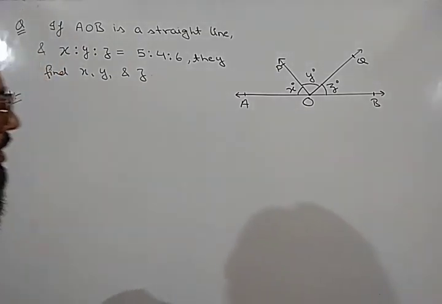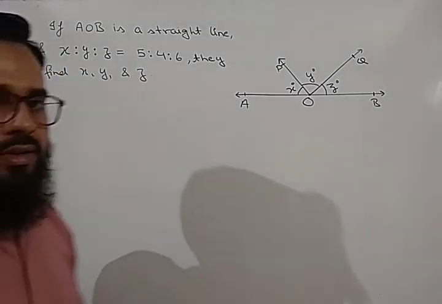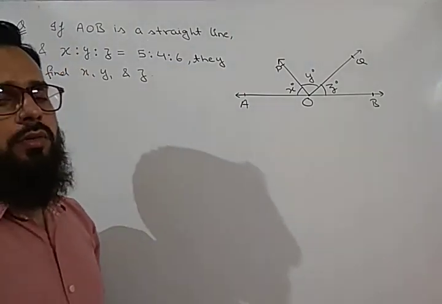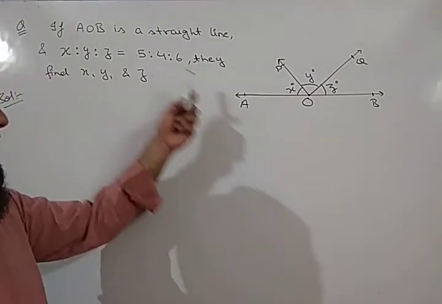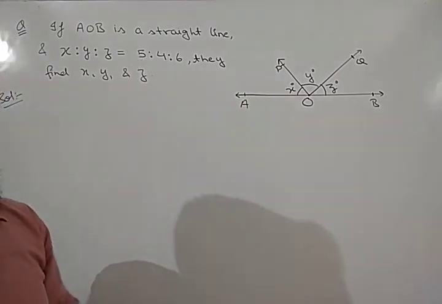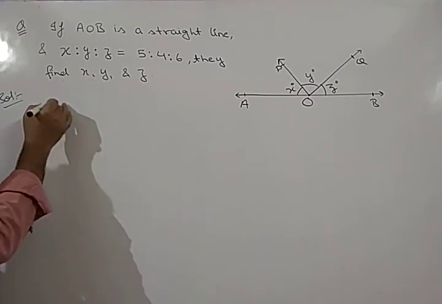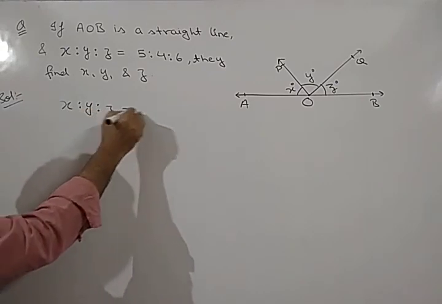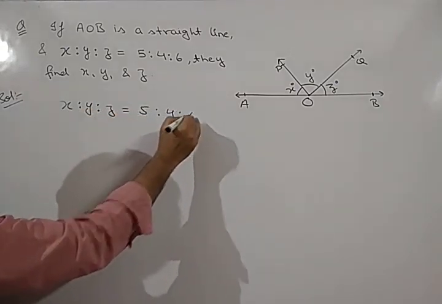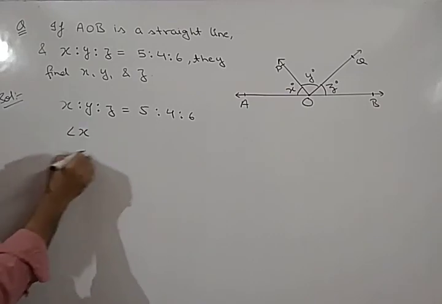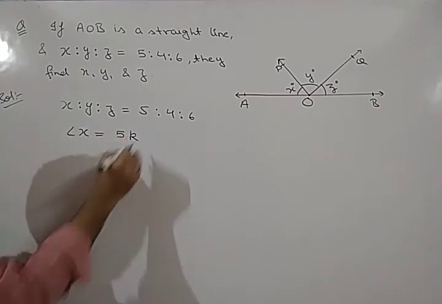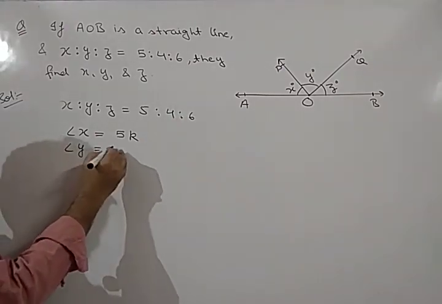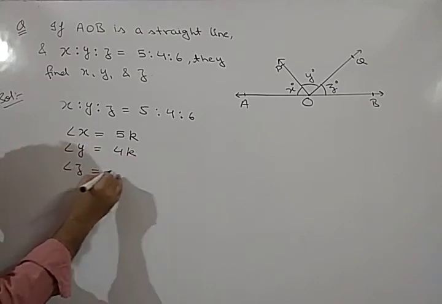You have studied ratio and proportion. Whenever we are given the ratio of two or three quantities, we consider that ratio equal to a constant, so we take it as 5k or 5 times anything. The ratio given is x : y : z equals 5:4:6. So what will be the value of angle x? We can take angle x equal to 5k, where k is a constant. Similarly, angle y will be 4k, and angle z will be equal to 6k.